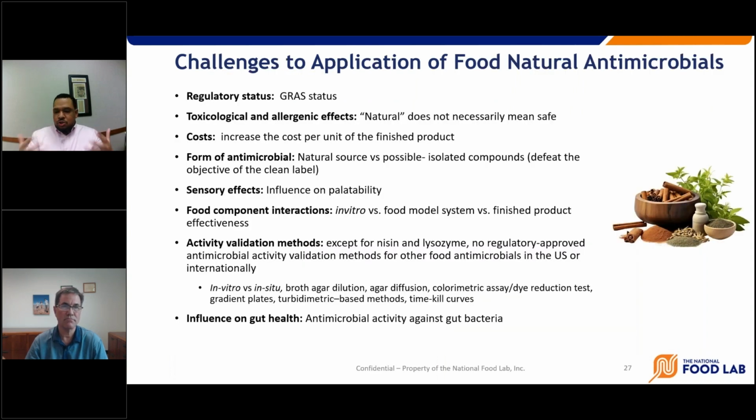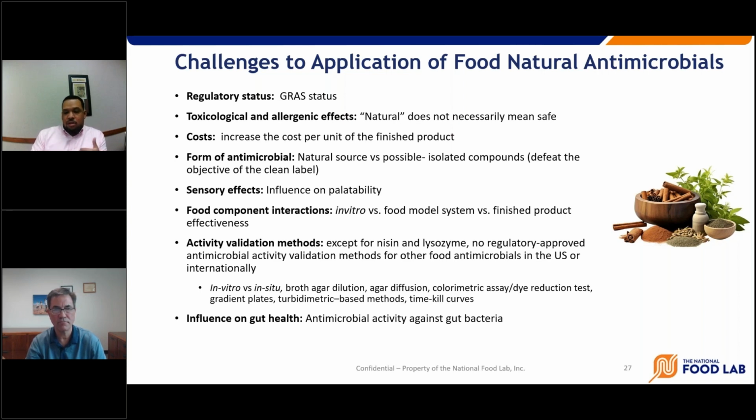So what are the challenges when you are formulating products using these natural antimicrobials? First of all, you need to start asking the question, does this ingredient have a GRAS status? Are there any toxicological effects? Is it going to trigger any allergenic reactions? And of course, there's going to be a cost component. Usually these ingredients, since they have a natural connotation, have a higher cost per unit produced.